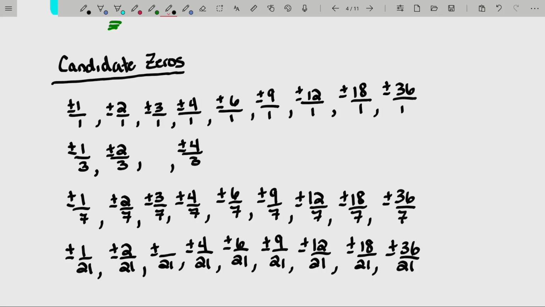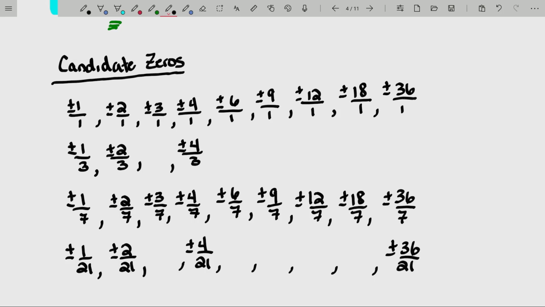Well, 3 over 21, that's the same thing as 1/7. We already have that. 6 over 21, that's the same thing as what? 2 over 7, and we already have that. 9 over 21 is the same thing as 3 over 7. We already have that. That's 4/7 right there. That's 6/7. We already have that.